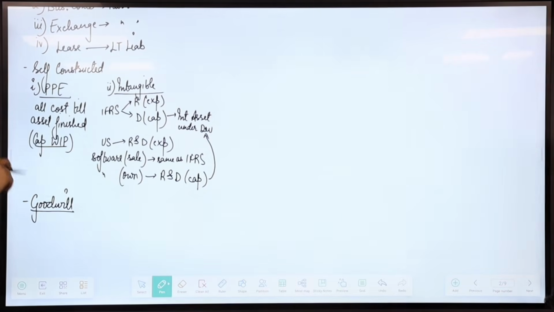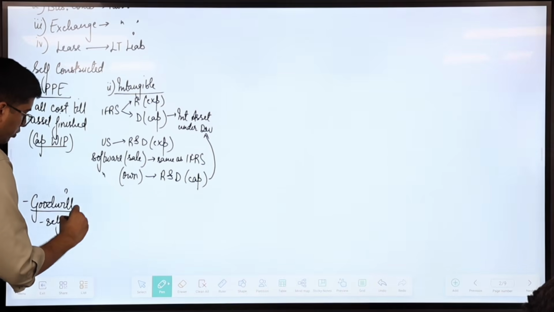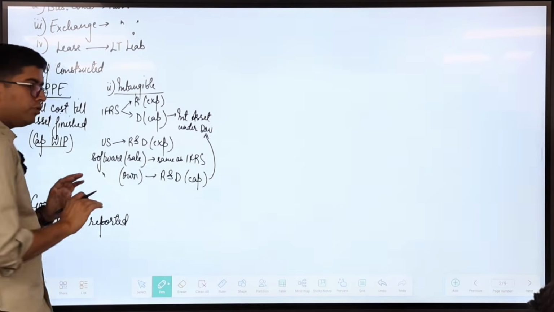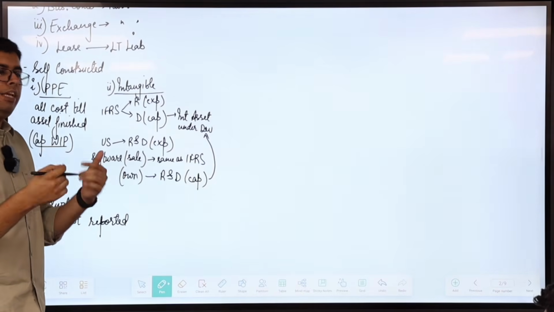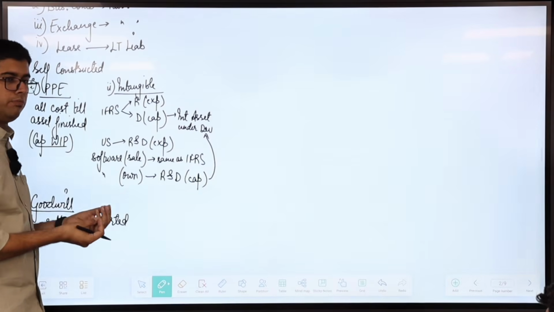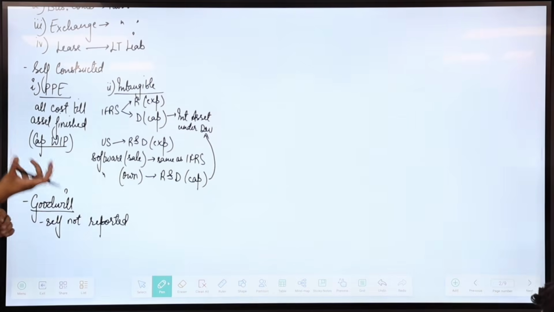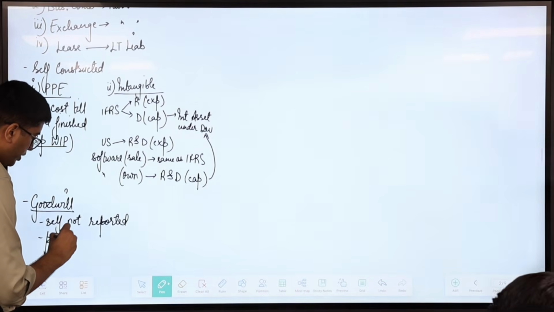Then the last asset that you can have is goodwill. Simple rule: self-created goodwill is not reported. The simple reason is there is no defined way of calculating the value of goodwill. The accounting standard says a company can have goodwill, which is basically their reputation, their brand value in the market. But there's no way for any company to figure out the monetary worth of goodwill. So your own goodwill you will never report in the financial statements, but purchased goodwill can be reported.